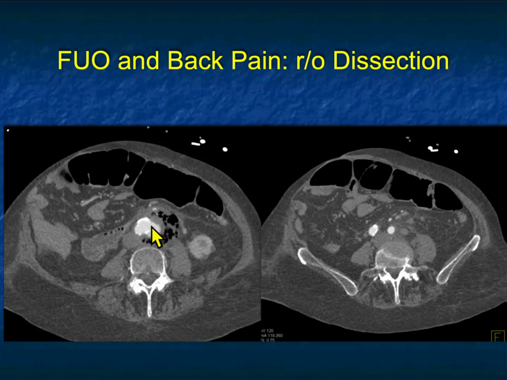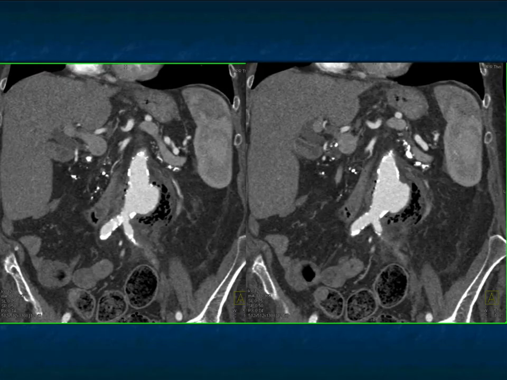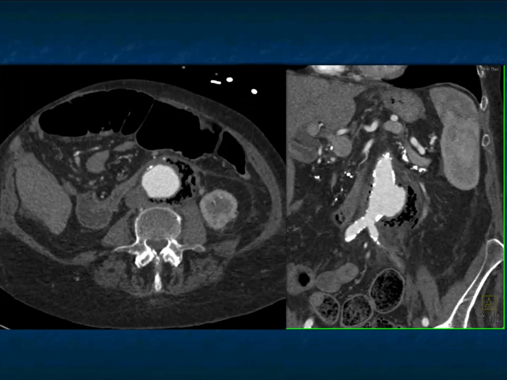Look at the break in the wall of the aneurysm. Look at all of this air surrounding the aneurysm. Again, you can see it here with this outpouching, an aortoenteric fistula with all of this air, this infection around the aortic bed, beautifully shown on these coronal views as well.